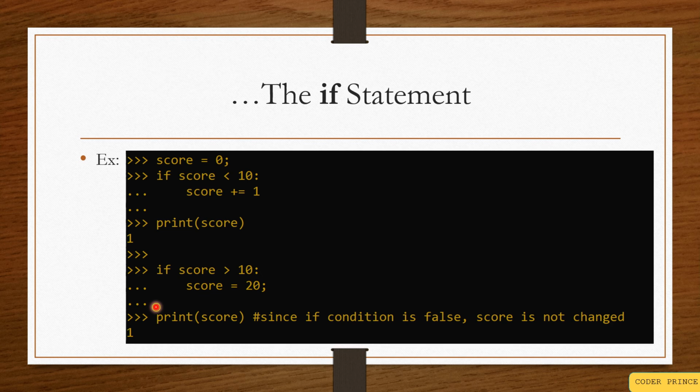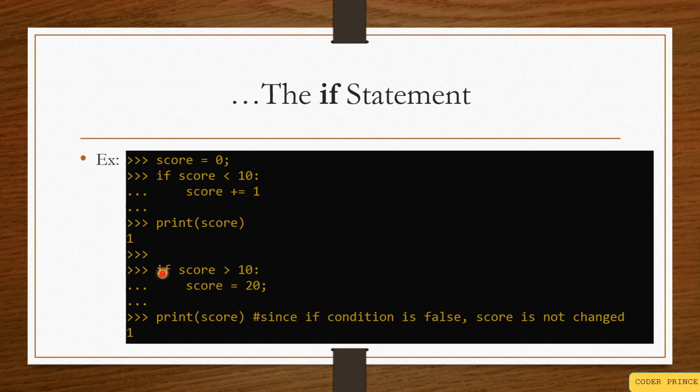Here you can see an example. I have created a variable score which has an initial value of 0, and then there is an if statement that checks for the condition if score is less than 10. Obviously this score value is less than 10. So now the score is incremented to 1, score plus equal to 1. Whenever you print score, you can see that it prints 1.